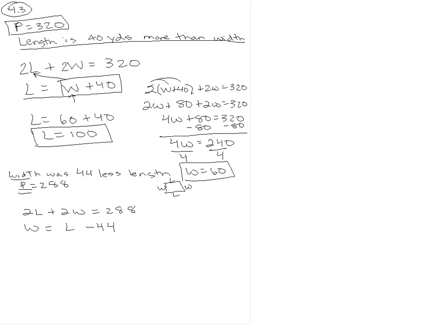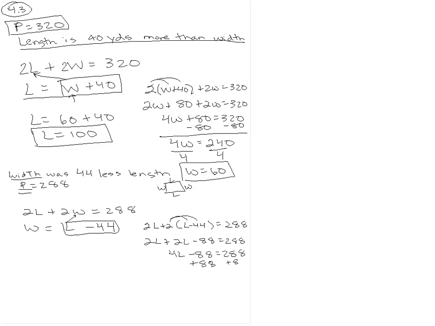How is this set up to solve? There's substitution. We take this and we put it in for W. So you have 2L plus 2, and instead of W, we're going to put L minus 44. Then you're going to distribute, and you get 2L plus 2L minus 88 equals 288. So 4L minus 88 equals 288. Add the 88 to both sides. You get 4L equals 376. Divide by 4. You get 94.